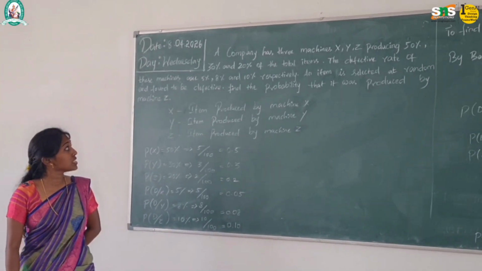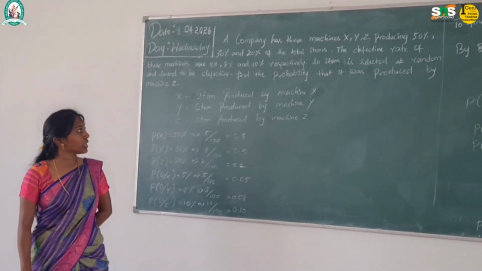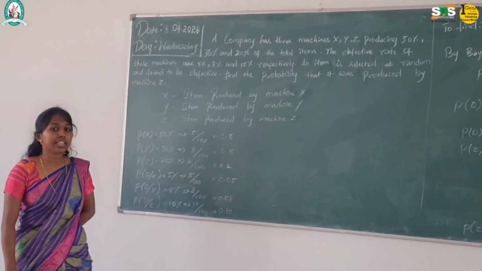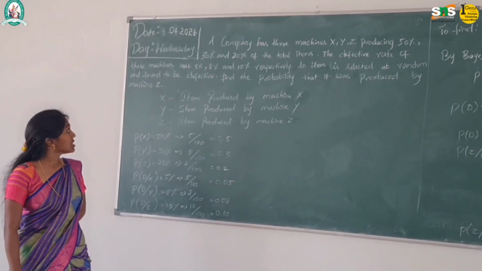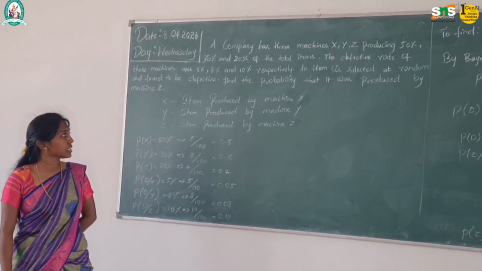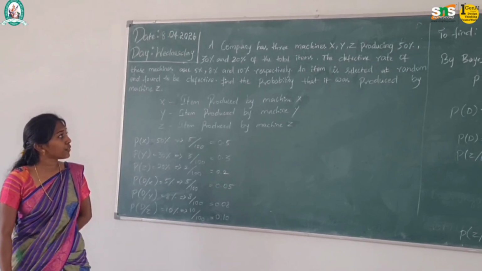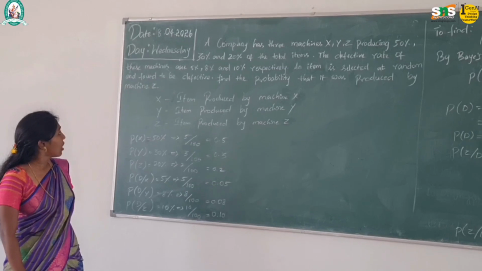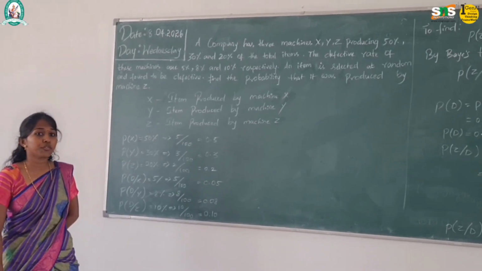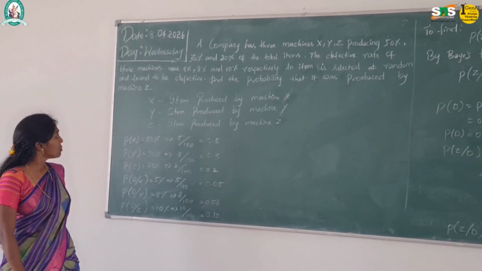Z, which produce 50%, 30% and 20% of the total items. The defective rates are also given for the three machines, that is 5%, 8% and 10%. An item selected at random is found to be defective, and we have to find the probability that it was produced by machine Z.